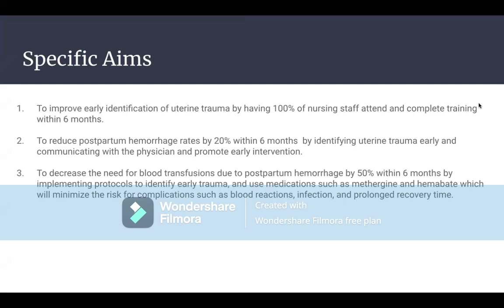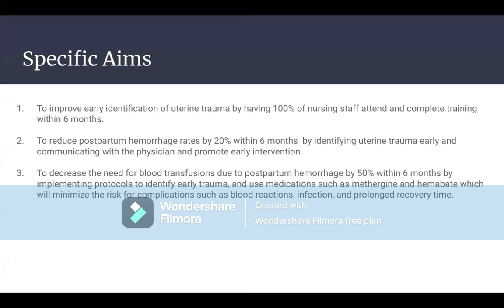For specific aims, we aim to improve early identification of uterine trauma by having 100% of the nursing staff attending complete training within 6 months. We then want to reduce postpartum hemorrhage rates by 20% within 6 months by identifying uterine trauma early, communicating with the physician, and promoting early intervention.